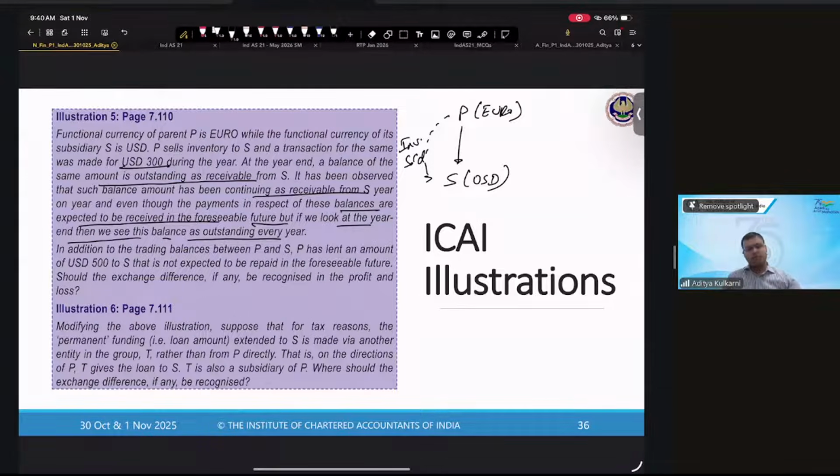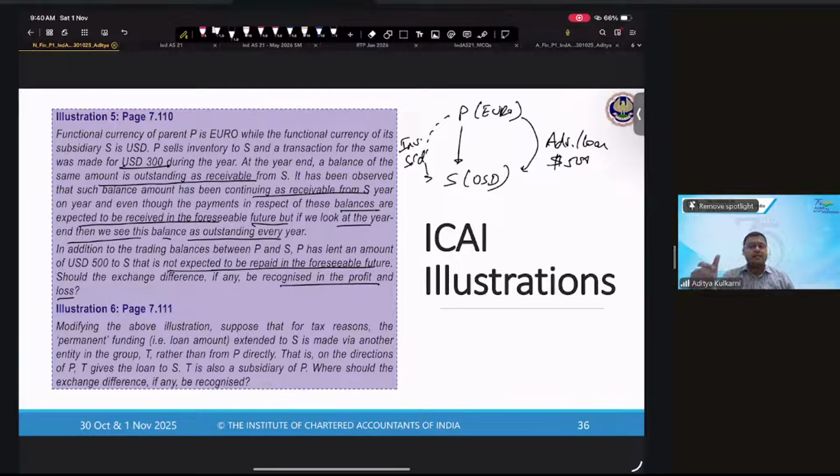So goods were sold from the parent to the subsidiary, and year on year the balance is continuing; it's not getting settled. In addition to the trading balance between P and S, P has also lent $500, an advance or loan, that is not expected to be repaid in the foreseeable future. Should the exchange difference be recognized in the P&L? So you tell me, what will I do about that 300? That 300 cannot be treated as net investment in foreign operation.